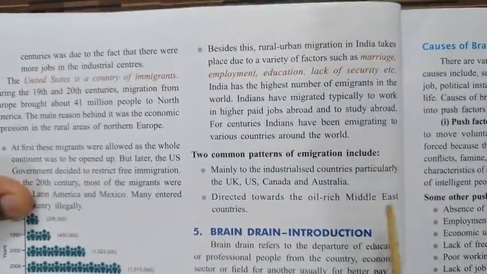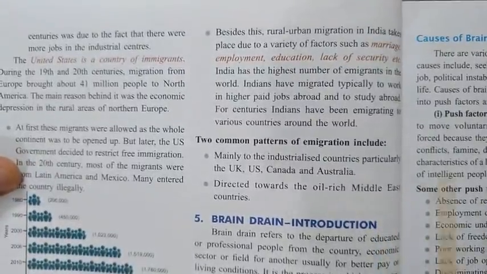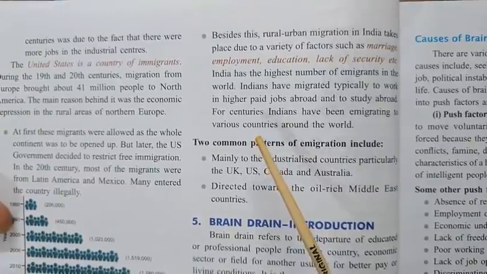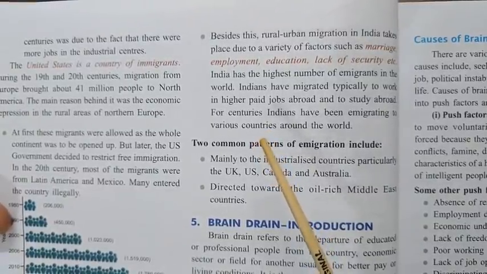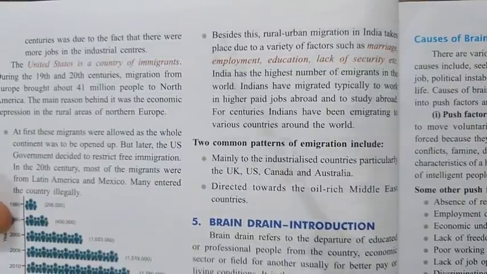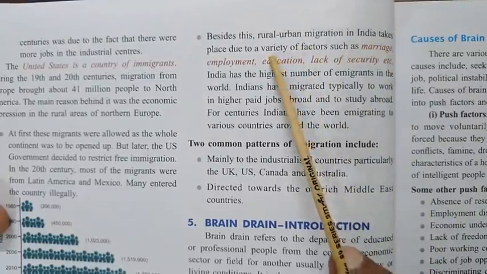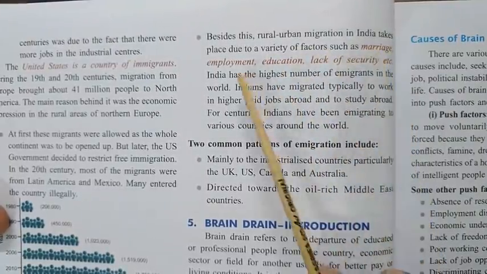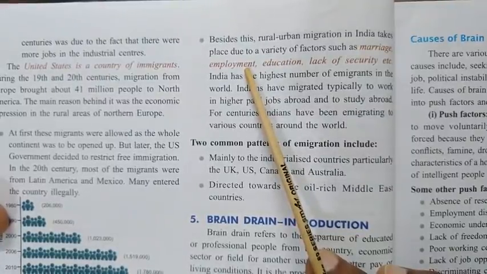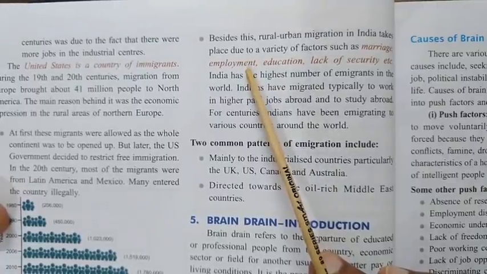Now some more examples. In India you can find that after marriage, suppose any girl is married to some other city or some other state, that girl has to go to her husband's house, right? And these are the varieties of factors, like marriage. Then employment: suppose some people from Gorakhpur get a good job in Tamil Nadu, so they started working there and settled there.